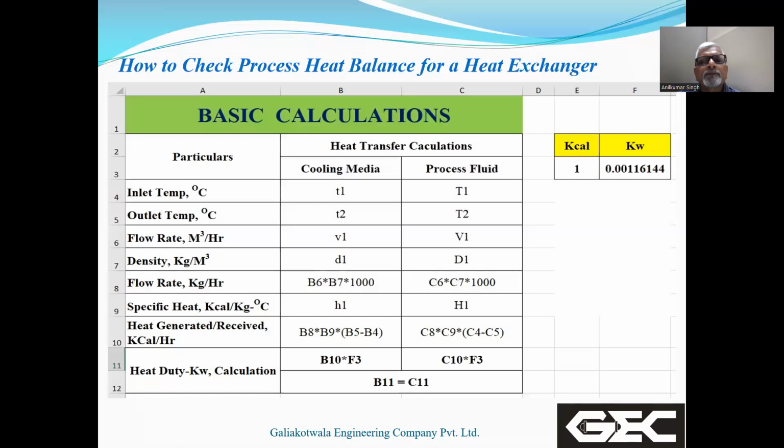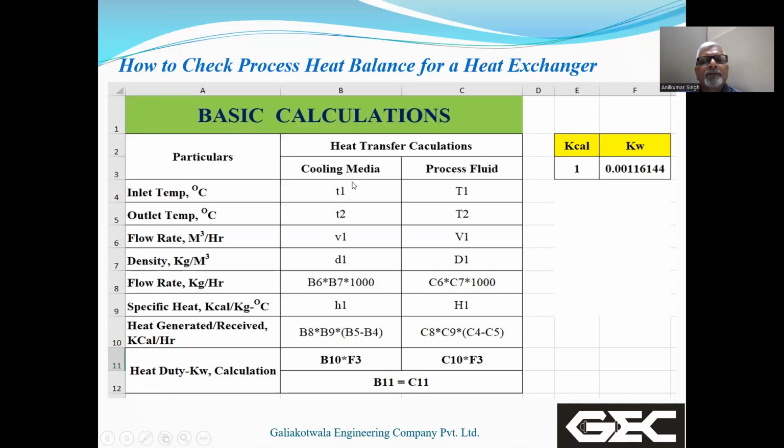Inlet temperatures of cooling media and process fluid, flow rates, densities, flow rate in kg per hour, specific heat, heat generated, and heat balance, heat duty in kW is achieved. In the sheet you can see rows 1, 2, 3, 4, 5, 6, 7, 8, 9, 10, 11, 12, and columns A, B, C, D, E, F.